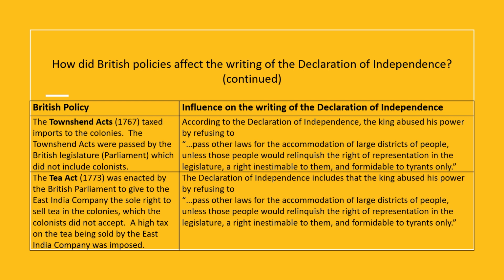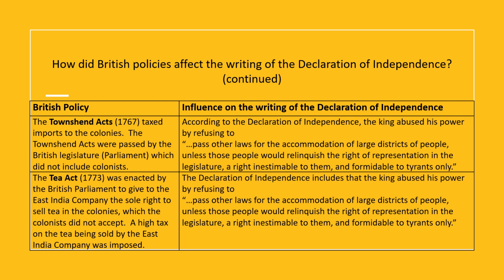And so we see this issue being reflected in the Declaration of Independence by saying that the king abused his power by refusing to, quote, "pass other laws for the accommodation of large districts of people unless those people would relinquish the right of representation in the legislature, a right inestimable to them and formidable to tyrants only."